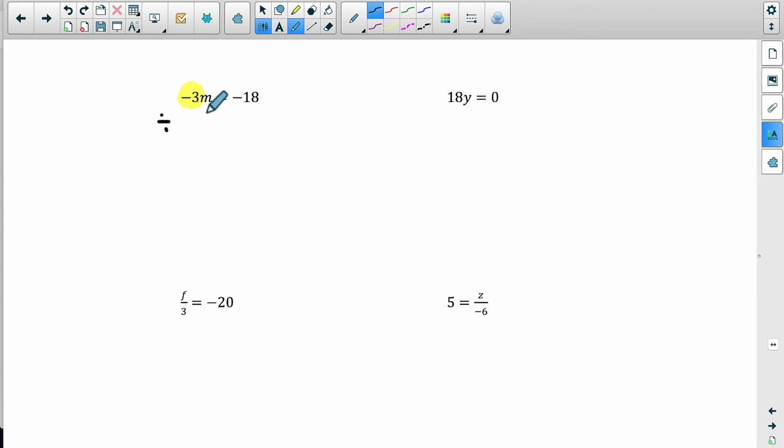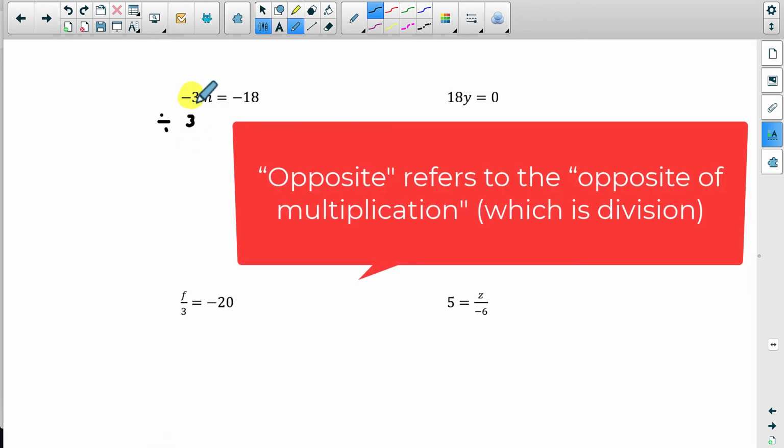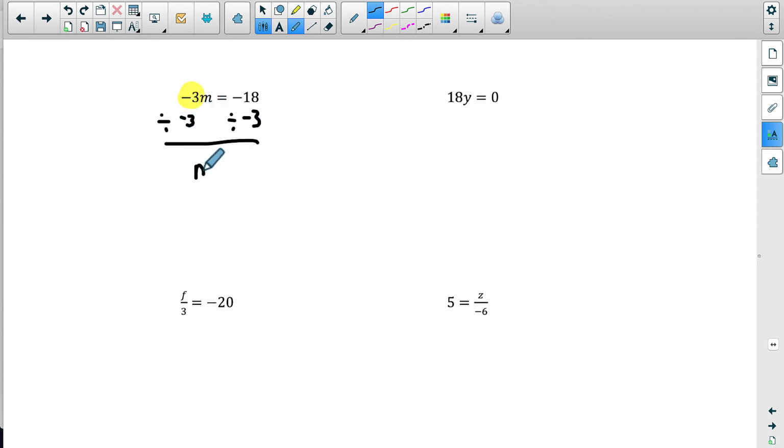Now, here's the second mistake people make. They say, oh, I remember you always do the opposite, so I'll divide by 3. No, that won't work, because then you can't cancel it out. If they're not exactly the same, you can't cancel it out. Negative 3 divided by 3 doesn't equal 1. It equals negative 1. You don't want to be left with this. Ugh, that looks ugly. But if we divide by the exact same thing, negative 3, then you can cancel them out. So do the same thing on the other side. Divide by negative 3. Those negative 3's cancel. That's what we wanted. We're left with m equals, negative divided by negative is a positive, and 18 divided by 3 is 6.